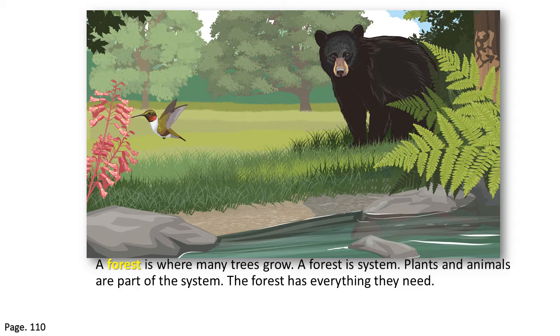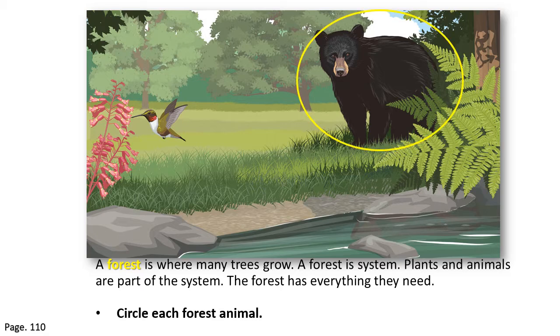And in this picture right here, we notice a forest. And inside this forest, we can see some plants and animals. And our question is to circle each forest animal. So, we are going to circle the picture of the bear and the picture of a hummingbird. Both the bear and the hummingbird have everything they need in the forest, and that's why the forest is their habitat. It is where they live.